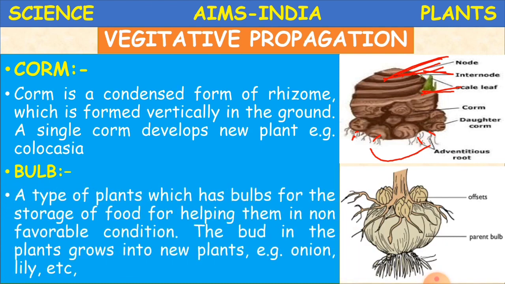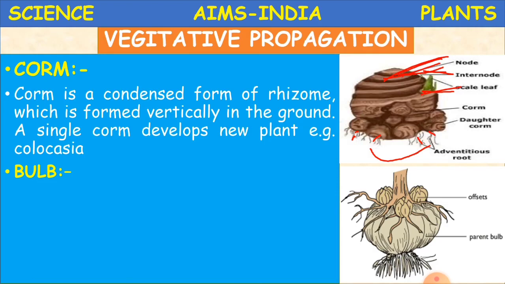So what are bulbs? They are a type of plant which has bulbs for the storage of food, helping them in non-favorable conditions. The bud in the plant grows into new plants, for example onion, lily, etc. How are these bulbs? This is the parent bulb.